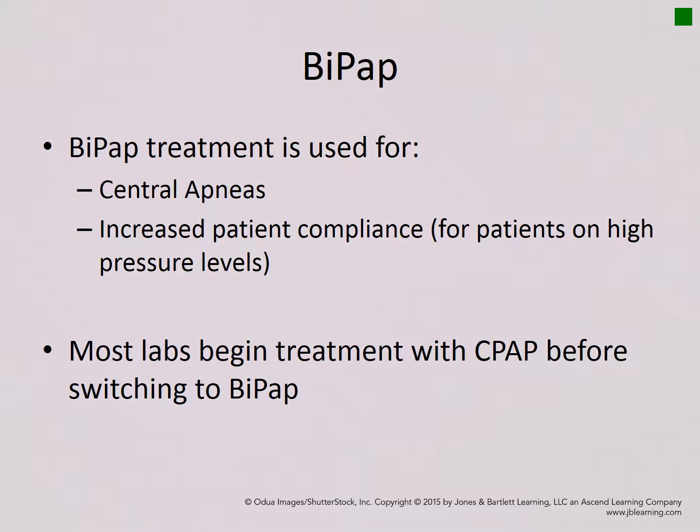BiPAP treatment is typically used for central apneas. It can also increase patient compliance when their pressure levels are too high. BiPAP allows for that lower pressure on exhalation, which some patients find more comfortable when they have extremely high pressures to treat their sleep apnea. Most labs, I should say all labs, begin with CPAP before switching to BiPAP. The reason for this is insurance has very strict guidelines in approving BiPAP for reimbursement, and so the patient must fail CPAP first before BiPAP can be tried. So you're always going to start with CPAP first, and before switching to BiPAP you want to make sure that that is approved by your facility's protocol.